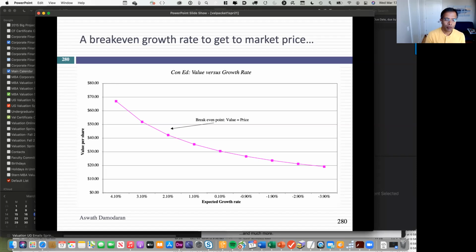I was assuming a 2.1% growth rate. The market was assuming a 2.07% growth rate. You see what that also means? I'm not going to go out and do something crazy on this valuation. This is like a second decimal point. If I'm off by 0.03%, everything goes away.